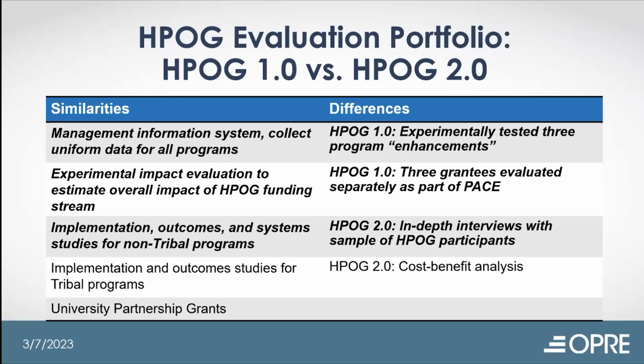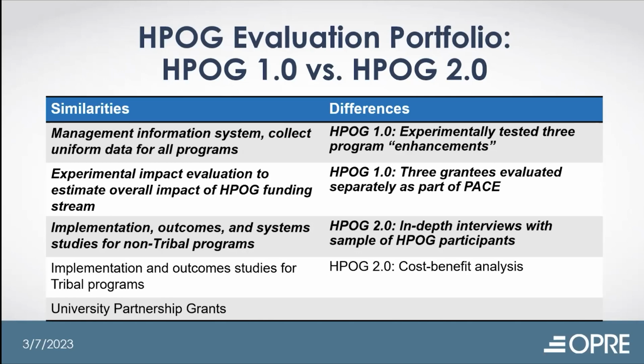Some of the differences between 1.0 and 2.0. In HPOG 1.0, in some of the programs, we did a 3-arm test where people were randomly assigned to the control group, the standard treatment group, or the enhanced treatment group, where they had access to one of 3 program enhancements so that we could experimentally test the value add of those particular program enhancements. And those were emergency assistance, peer support, and non-cash incentives.